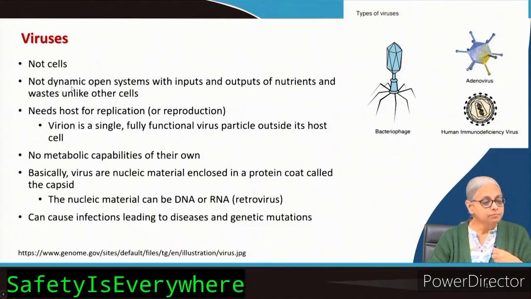So it has no metabolic capabilities of its own. It depends on the host for all its metabolic capabilities, and it's nothing but nucleic material enclosed in a protein coat, which we call the capsid. So you can see examples of all of that here. A bacteriophage is a virus that infects bacterial cells. These are two examples of human viruses. Adenoviruses cause colds, and your normal common cold is caused by adenovirus.